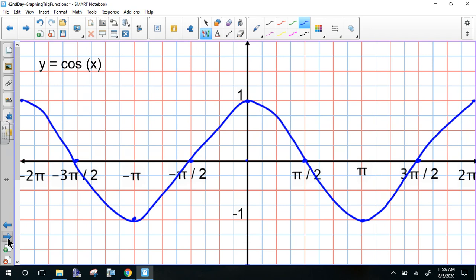Again, its period is going to be from here all the way to here. That's the period. That distance is from 0 to 2 pi. So the period is 2 pi. And the amplitude for the cosine function is 1.